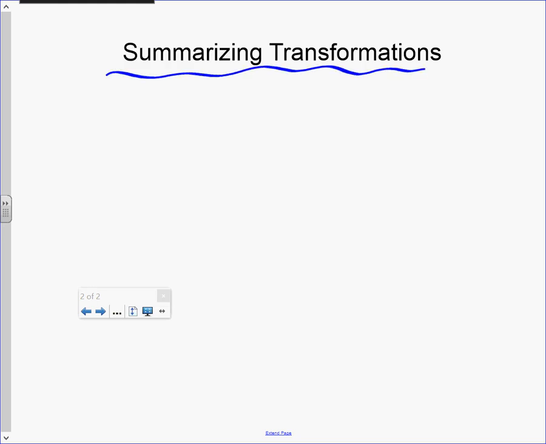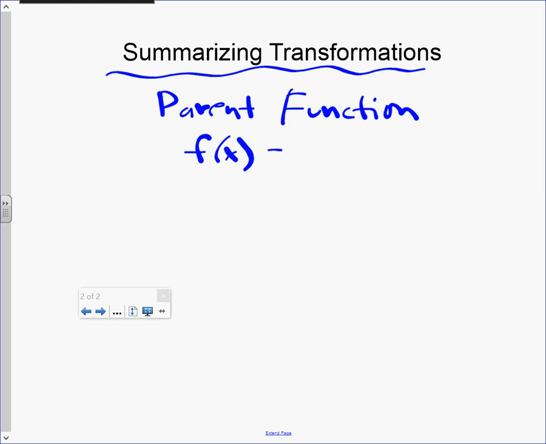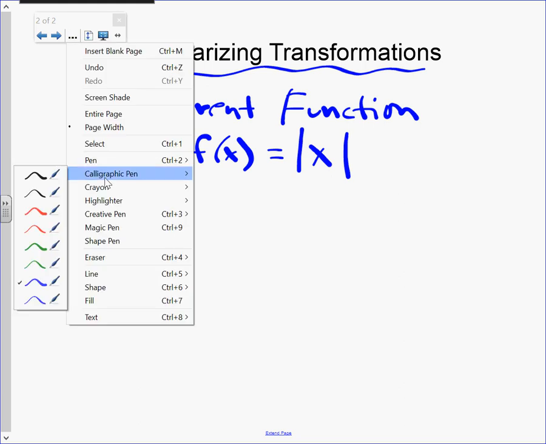Summarizing transformations. What's the parent function of absolute values? Can someone tell me what the parent function looks like? F of x equals what? Go write that down. That's a parent function. But the parent, as we know, since last Thursday I've been talking about, parents have children. Now we're going to summarize it all. We're going to summarize how all the children will look, no matter what.